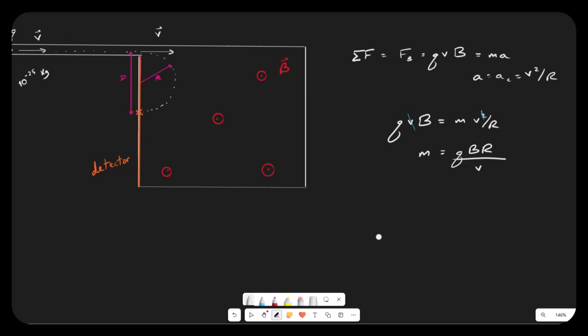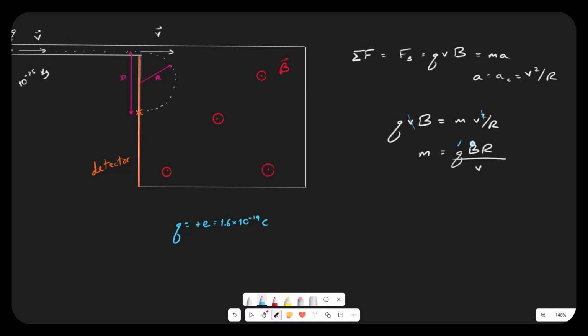Now I can do something with this. This is enough because Q is a known quantity. When I do mass spectrometry, I know the charge of my ion. I generally singly ionize these, so most of the time, actually pretty much all the time, my charge is going to be plus E, so plus 1.6 times 10 to the minus 19th coulombs. So that's good. My magnetic field.